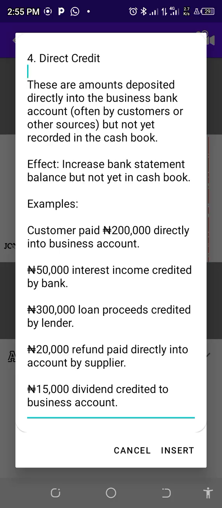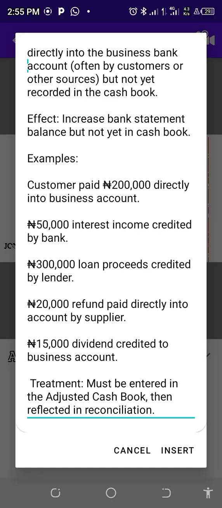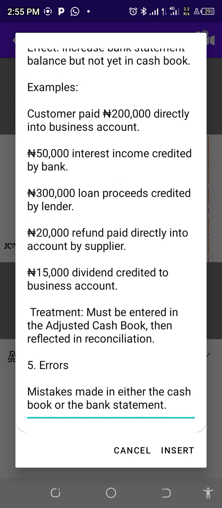Now, an example of this is a customer paid 200,000 naira directly into the business bank account. Another one, 550,000 interest income credited by the bank. A 300,000 loan proceed credited by the lender. A 20,000 refund paid directly into the bank by a supplier. A 15,000 dividend credited to the business account. These examples are important. These are the things you are going to see in the questions when we begin to solve questions. So you need to know them.